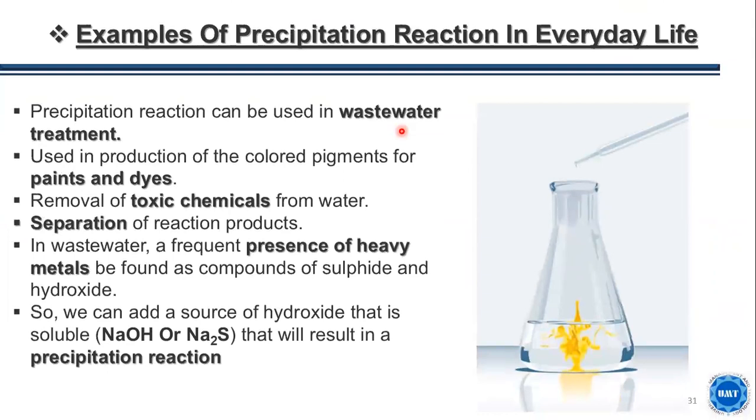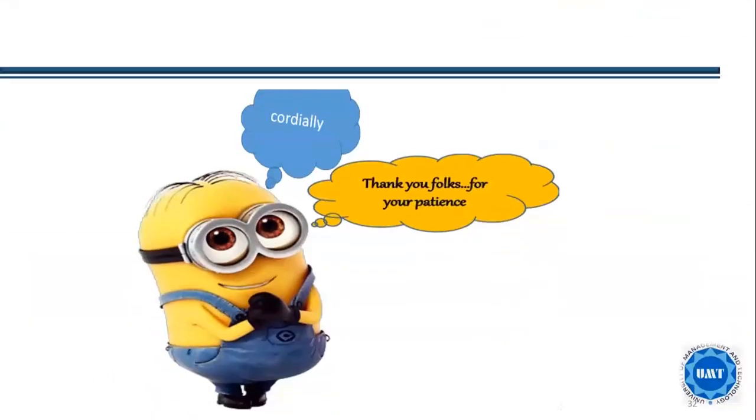What are the examples of precipitation reactions in our daily life? They occur in wastewater treatment, paints and dyes, toxic chemicals, and separation of reaction products. Heavy metals can be found as compounds of sulfide and hydroxide. So we can add a source of hydroxide, such as soluble sodium hydroxide or sodium sulfide, which results in a precipitation reaction.